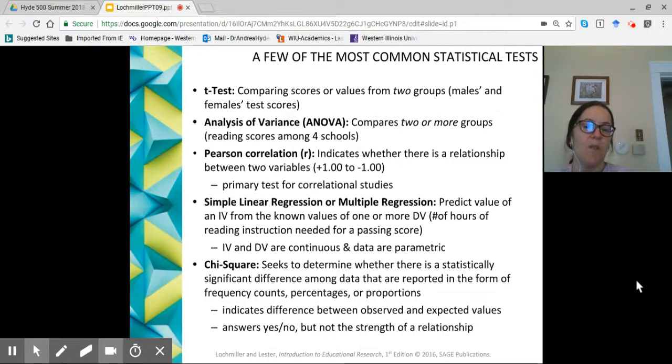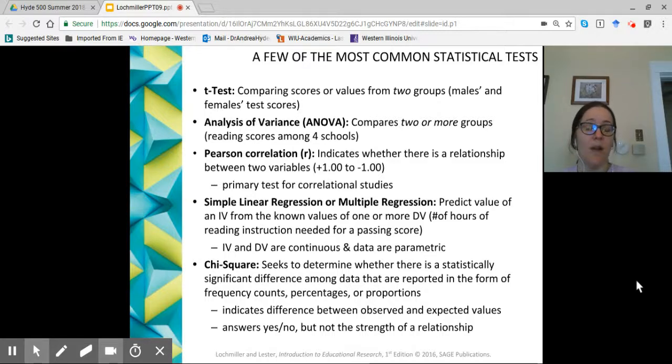Simple linear regression or multiple regression. So one of the other simple tests is going to predict the value of a dependent variable from the known values of one or more independent variables. So maybe the number of hours of reading instruction needed for a passing score. You can do a regression to predict that. You can only do this if your independent and dependent variables are continuous and the data are parametric. If not, you're going to be using another test.